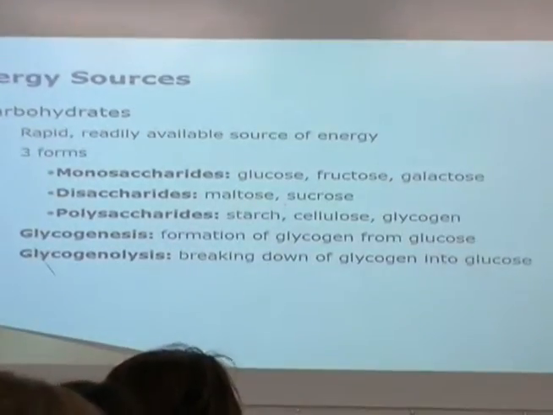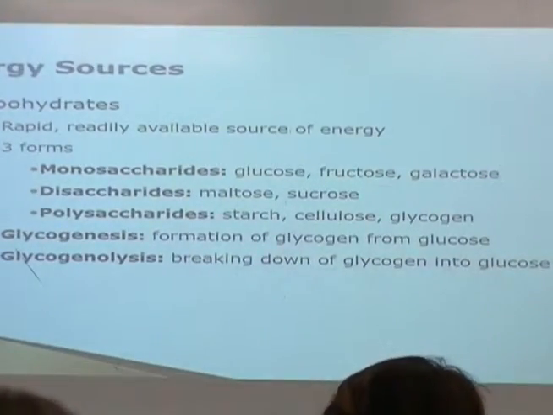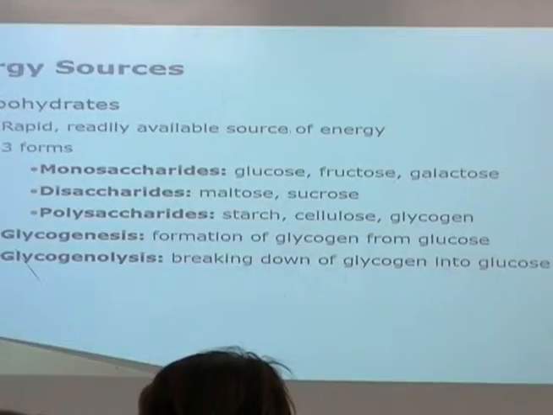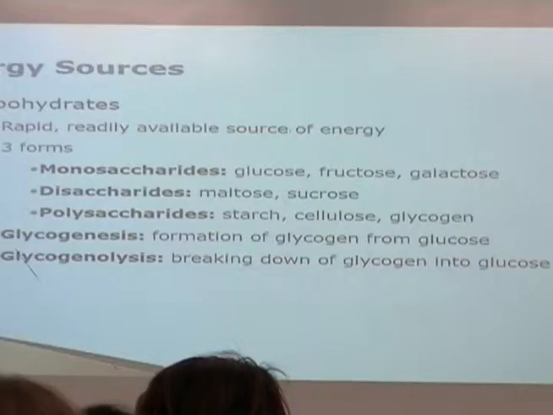Monos are simple sugars: glucose, fructose, galactose. Disaccharides, 2 monosaccharides stuck together. And then polysaccharides are the things that we think of as starches: potatoes, rice. Cellulose is a polysaccharide, not digestible, we pass it through the system. And glycogen, which is our storage form of carbohydrates. So in humans, we store the majority of our carbohydrate as glycogen. Right? It can be stored either in the liver or in the muscle tissue directly.